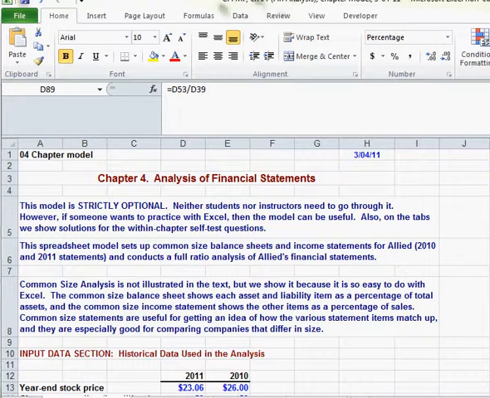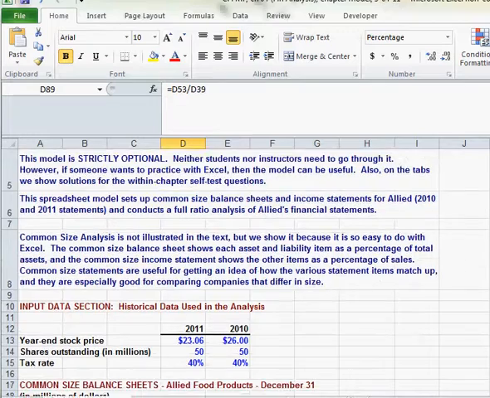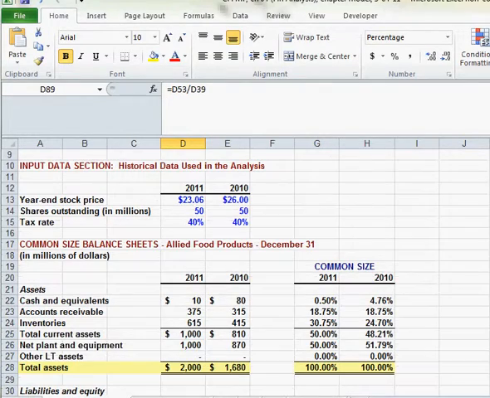This spreadsheet will walk you through the numbers that are in Chapter 4, so it's another way to learn the material if just reading isn't the best way for you to learn. All the numbers in here relate back to Allied Products, which is the company that we follow a lot for these first chapters. And the numbers are the same numbers that you'll find in the book.